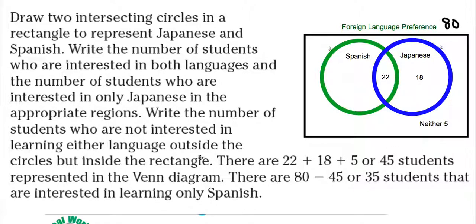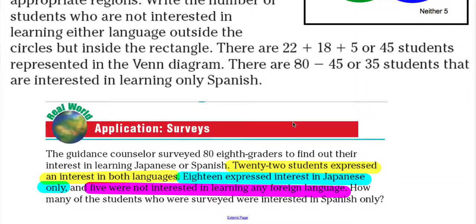The question remains, how will we find the number of people who are interested in Spanish only? We know that the total number of students is 80. So we get 80 and we subtract 45. Where does 45 come from? It is the sum of 22 plus 18 plus 5, or 45 students. So if we do that, we end up with 35 students. And there are 35 students interested in learning Spanish only.